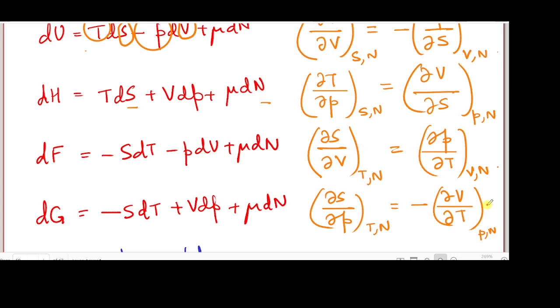There are many different mnemonics available, but I find the mnemonics actually more difficult to remember. As far as I am concerned, it's way easier to start with dU is TdS minus PdV plus μdN and derive the Maxwell relations just by using the kind of argument that I have given here.